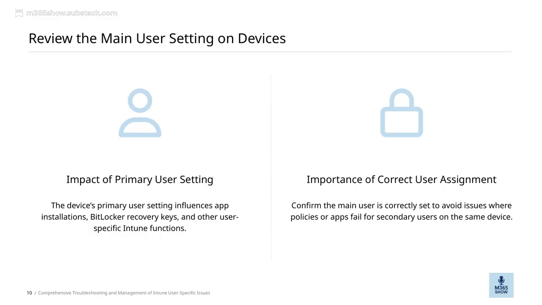The device's primary user setting plays a significant role in how the device functions. It influences app installations, so the right apps get installed for the right user. It also affects BitLocker recovery keys, which are critical for device security and recovery. Understanding the impact of the primary user setting is key to effective management. If the primary user isn't set correctly, it can lead to issues with user-specific Intune functions. So, always double-check that this setting reflects the actual primary user. Doing so ensures that policies, apps, and security features work as intended, providing a smooth and secure experience for users.